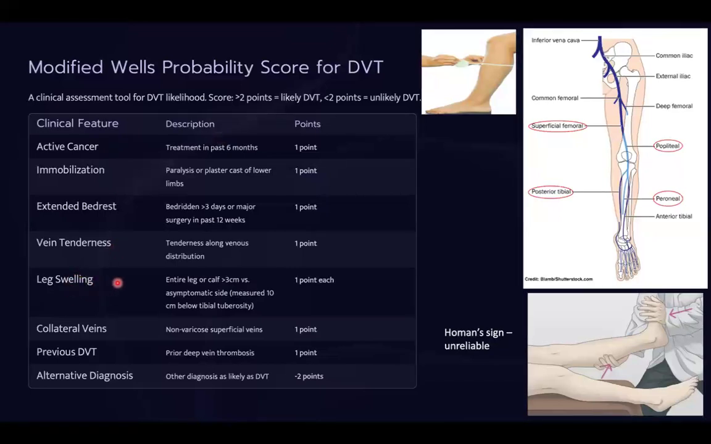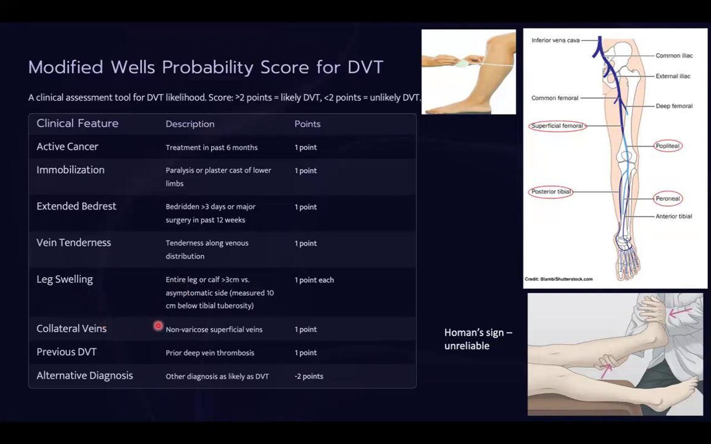Leg swelling, as we've noticed, very important. And what's helpful is to understand where you measure that leg swelling. So we've got a little picture up here where you can see 10 centimeters below the tibial tuberosity of the knee is where you do your measurement, and you compare with the opposite side. And if the circumference of that calf is more than 3 centimeters larger than the opposite side, then that will be considered a swollen leg, and you'll get 1 point for that.